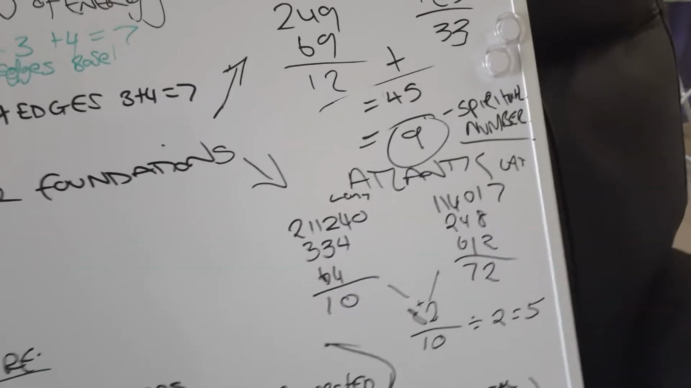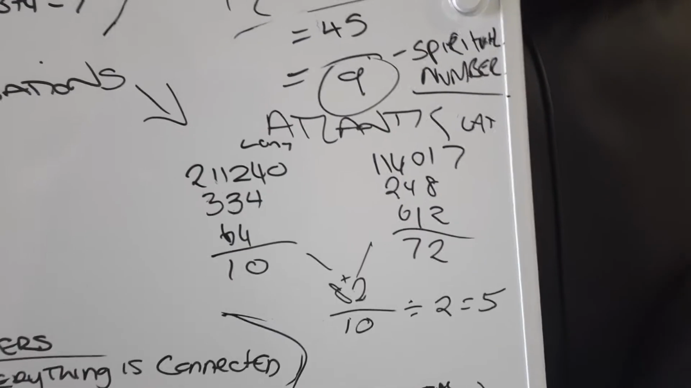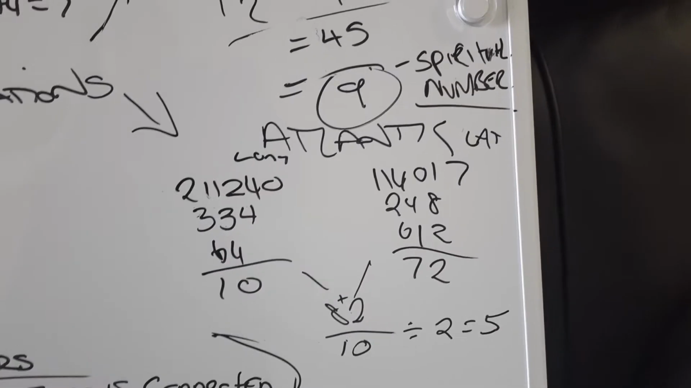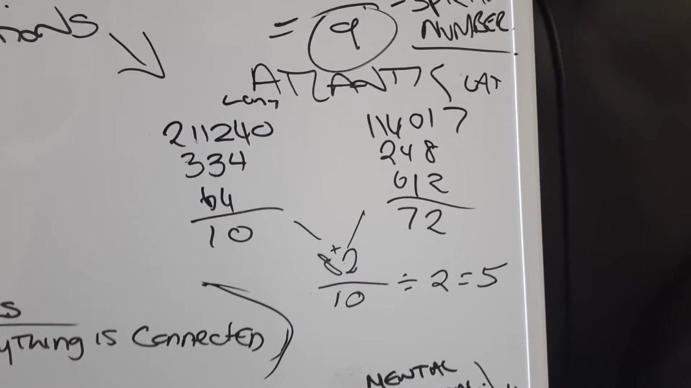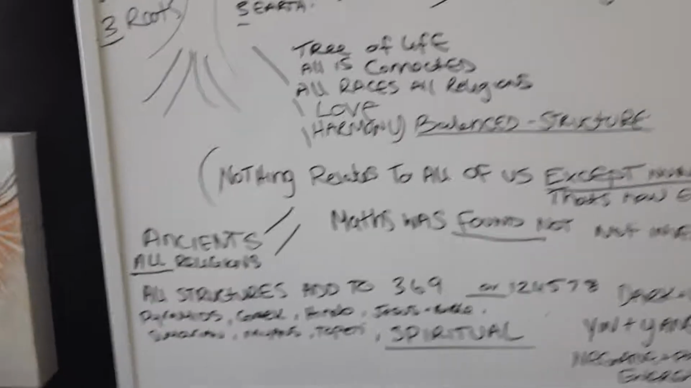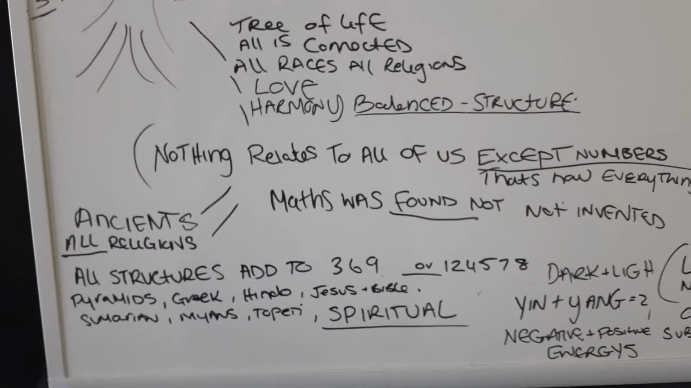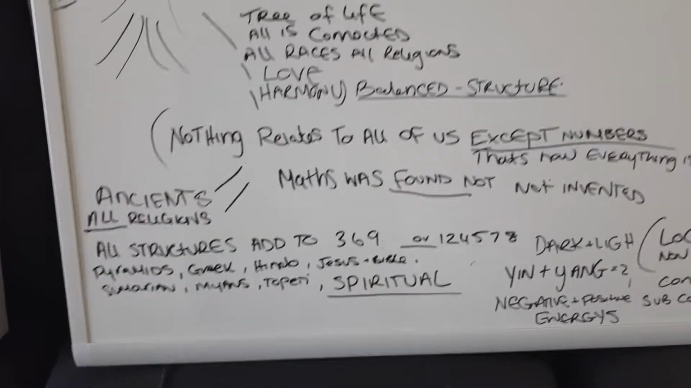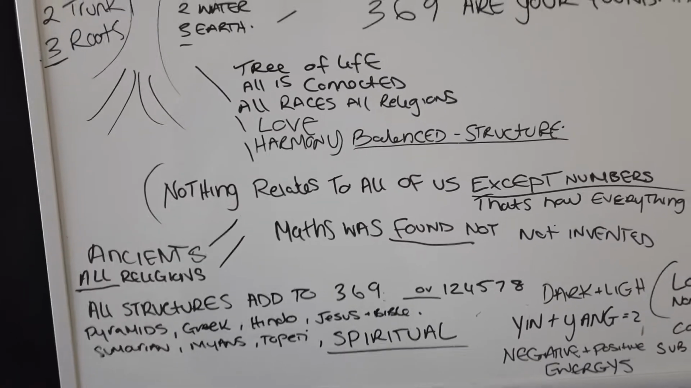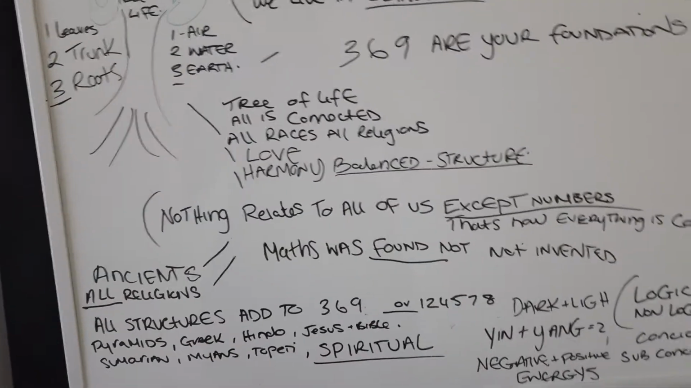I've done the Atlantis coordinates. So the Atlantis coordinates, right, on the earth equals a 10. But if you divide it by 2, it equals 5, obviously. So there we have another number, 5. So obviously everything always relates back to between 1 and 9. Double digits are always added. So then we have, okay, nothing relates to all of us except for numbers.